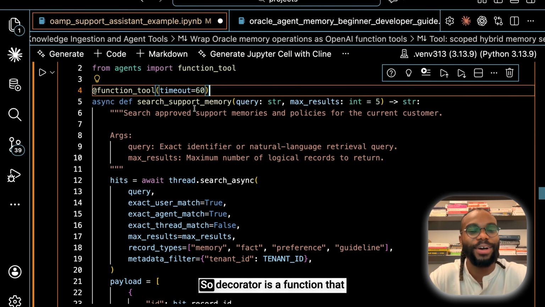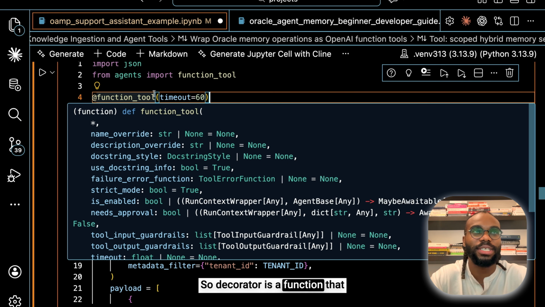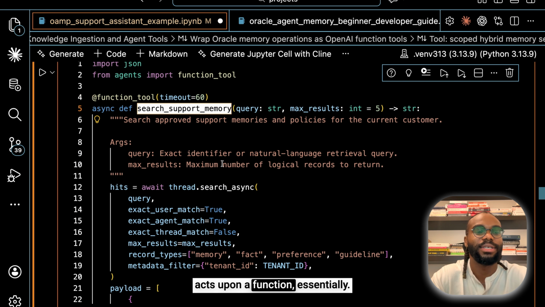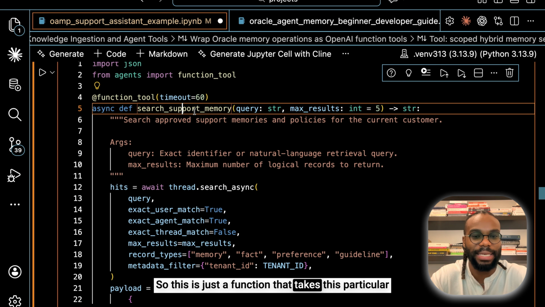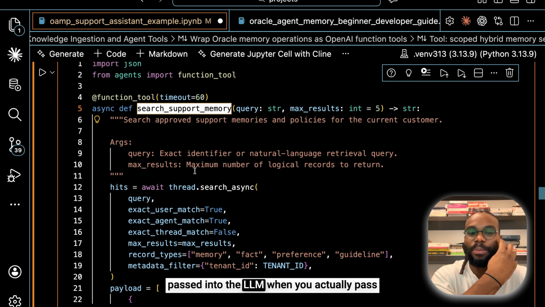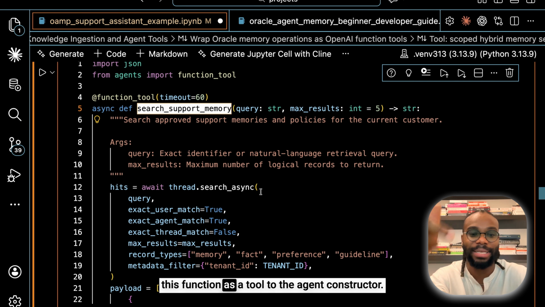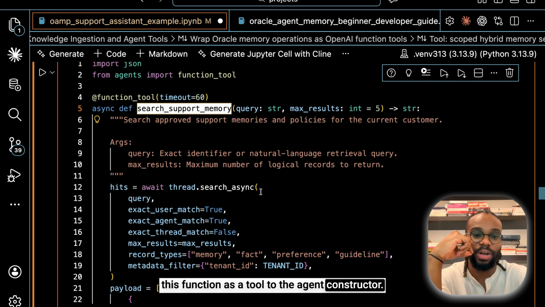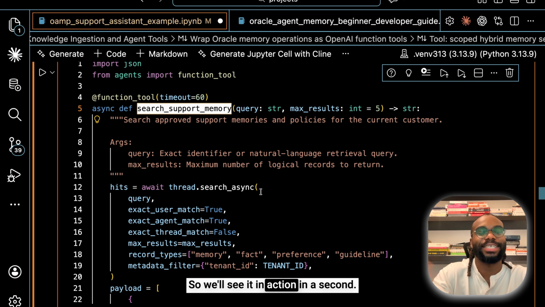Fun stuff. A decorator is a function that acts upon a function, essentially. So this is just a function that takes this particular function as input and acts upon it. And the action can be conversion to the JSON schema that gets passed to the LLM when you pass this function as a tool to the agent constructor. We'll see it in action in a second.